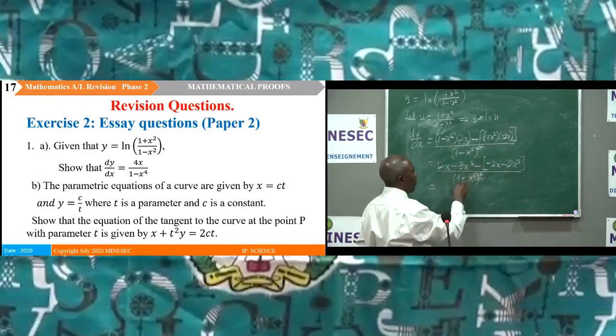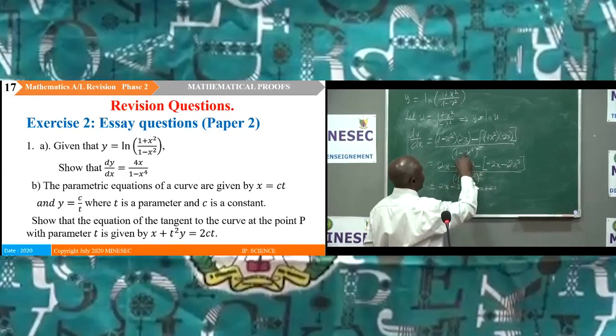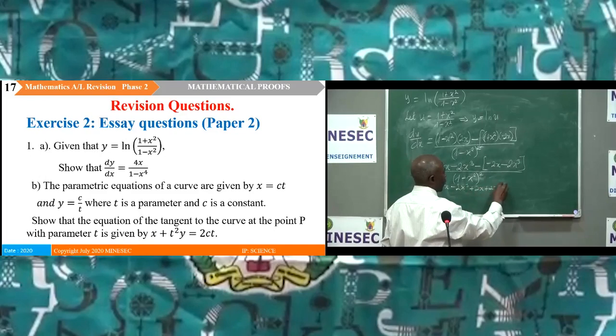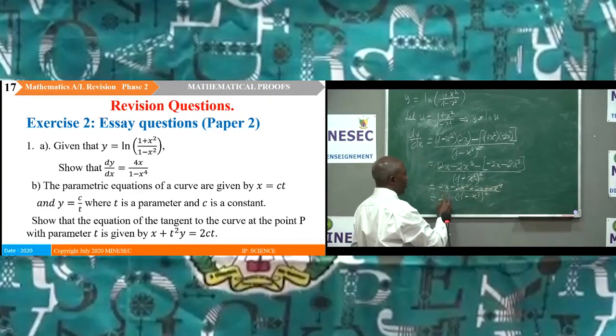This will end up having 2x minus 3x cubed plus 2x plus 2x cubed, sorry. And now we have 2x cubed plus 2x cubed, all that on 1 minus x squared, all that squared. The cubes will cancel out, and we are left with 4x on 1 minus x squared, all that squared.